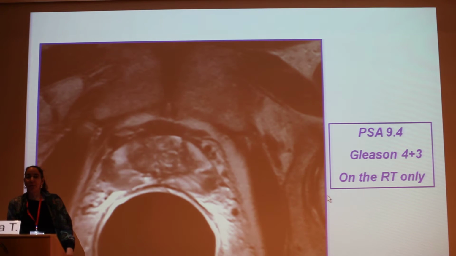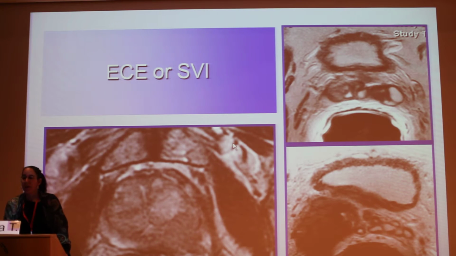And here's patient number 4, also in the intermediate risk group, who had a positive biopsy on the right only, but has bilateral masses on MRI. So really, as we said before, what we're looking for on a prostate MRI for staging is extracapsular extension or seminal vesicle invasion.